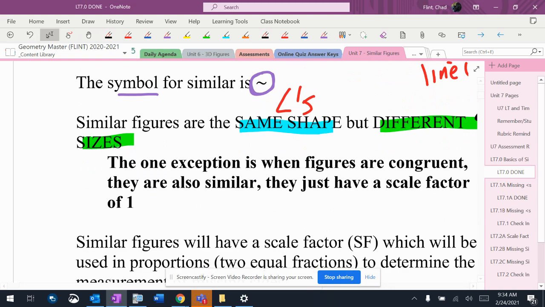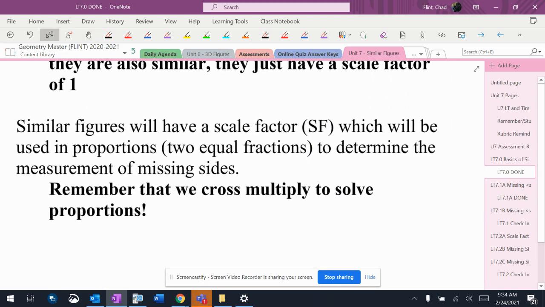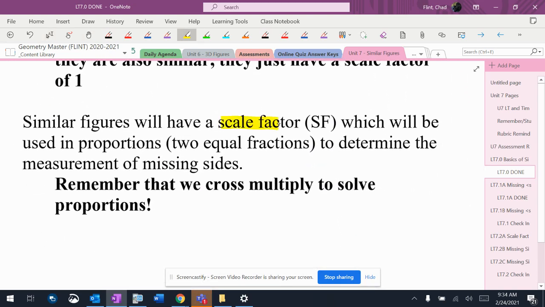All right. Now, a couple quick things here. So similar figures are going to have a scale factor. Now, we'll talk about this, but probably not until the third or fourth day. You're going to see a scale factor abbreviated with an SF a lot of times in problems. These are going to be used in proportions, which we have not done a ton with this year, but we've done some.